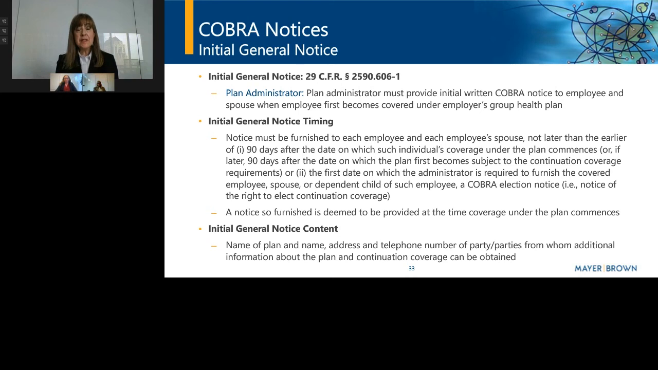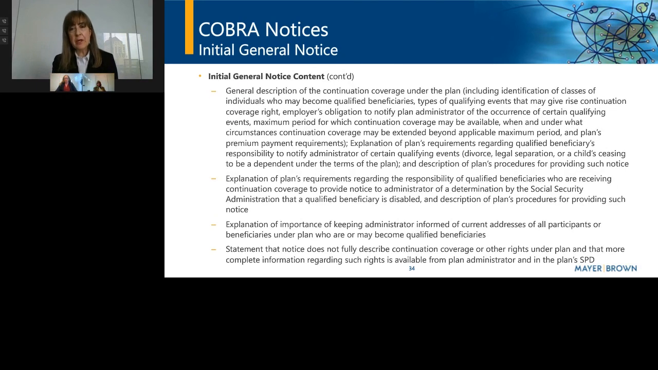It's a single notice that can be delivered to the place of residence of the employee and spouse. But again, there are some nuances to that depending on information that the employer reasonably has about the places of residence of the employee and spouse, whether they live together or they are known to have separate residences. What's the content of this initial general notice? We won't go through all of the points here, but they're listed in the slides.